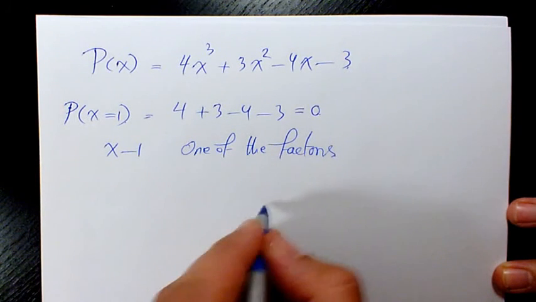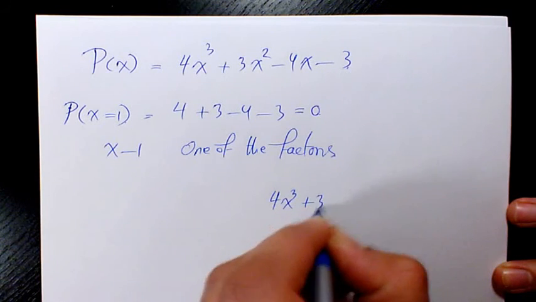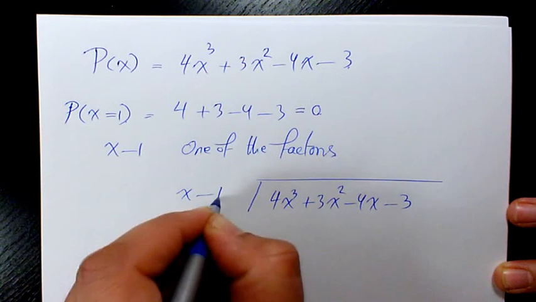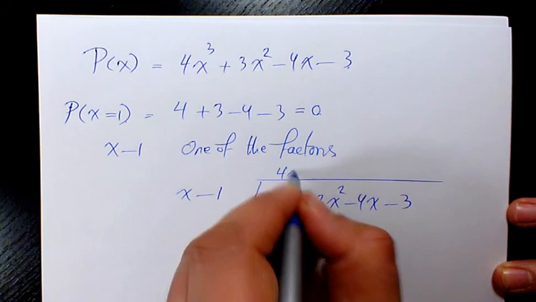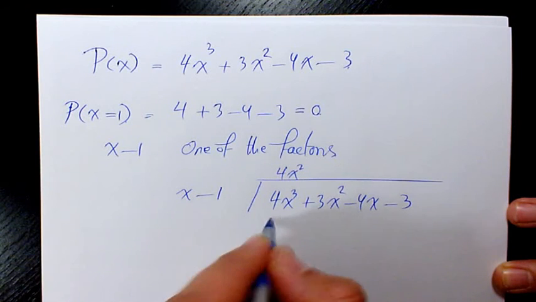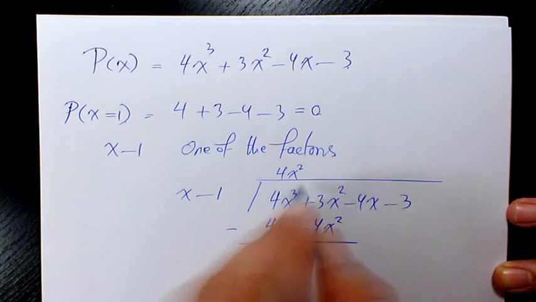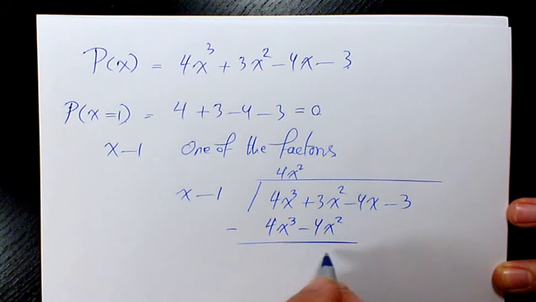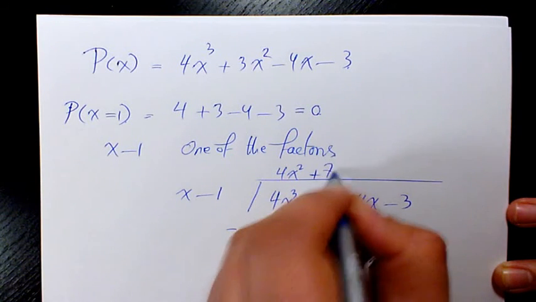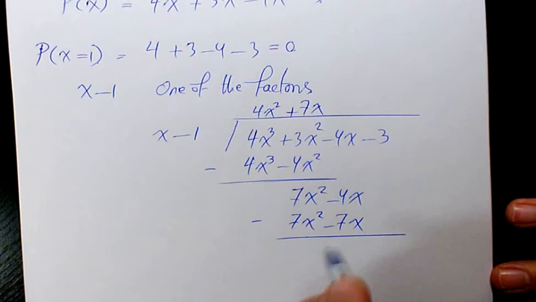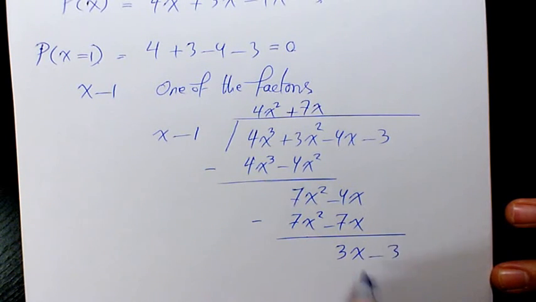So we have 4x cubed plus 3x squared minus 4x minus 3 divided by x minus 1. 4x cubed divided by x is going to be 4x squared. 4x squared times x is going to be 4x cubed minus 4x squared. Let's cancel out. It's going to be 7x squared minus 4x. Divided is going to be 7x. 7x times x is going to be 7x squared minus 7x. Let's cancel out. It's going to be 3x, and you bring negative 3 down.